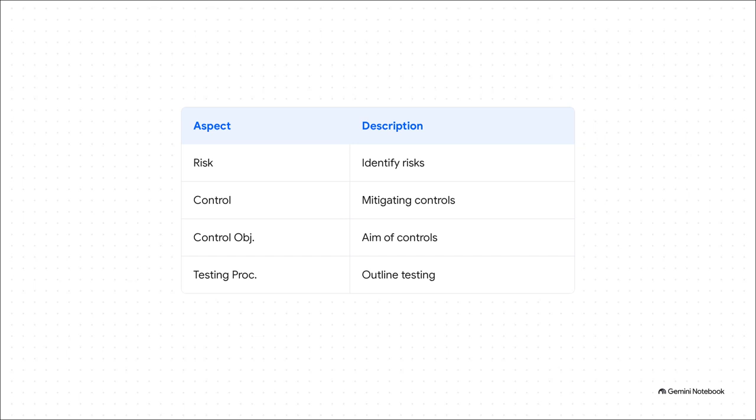Makes total sense, right? Finally, testing procedure. This outlines how the controls will be tested and evaluated. And this is where you, the auditor, really shine. You don't just take their word that the sprinkler works. Your testing procedure might be to physically review the latest inspection tags and maintenance logs to actually prove it's functional.